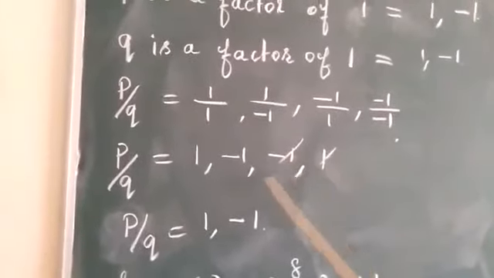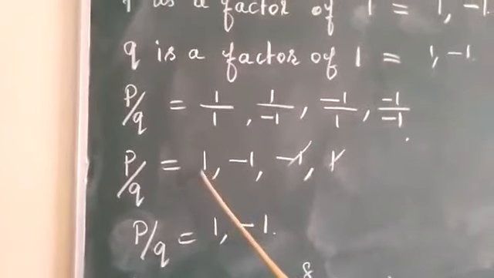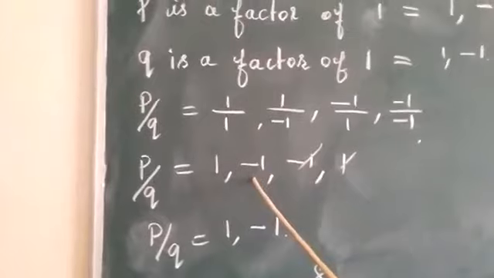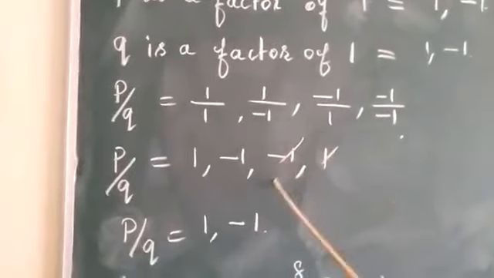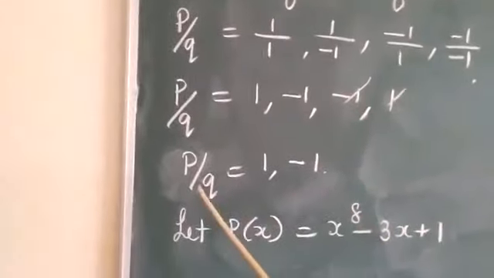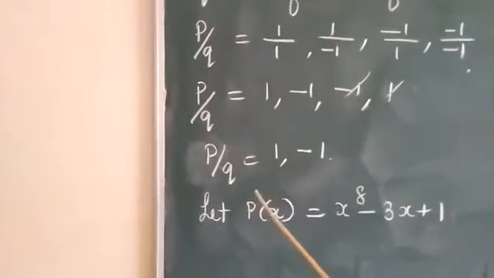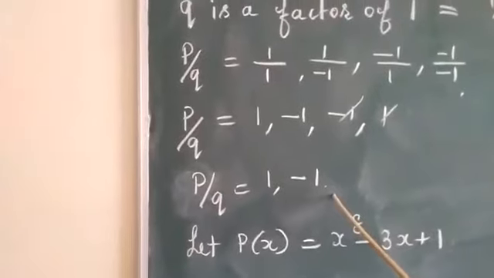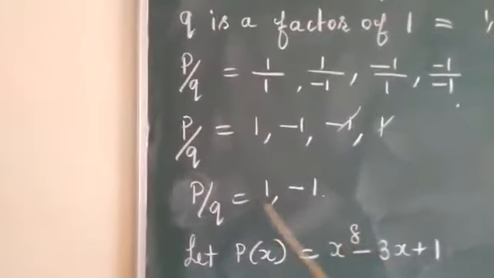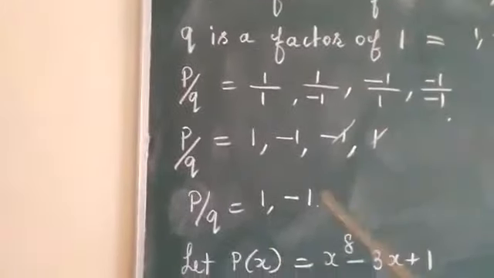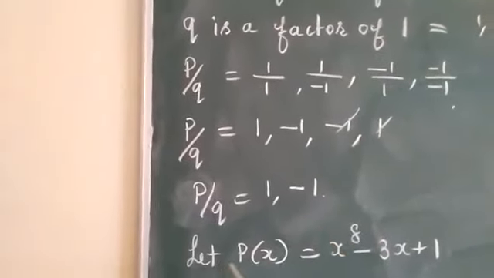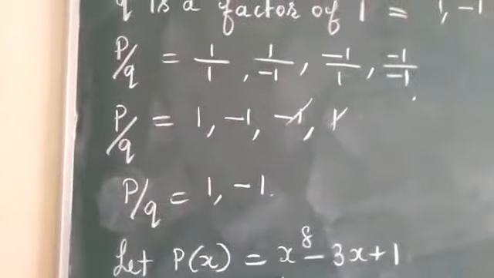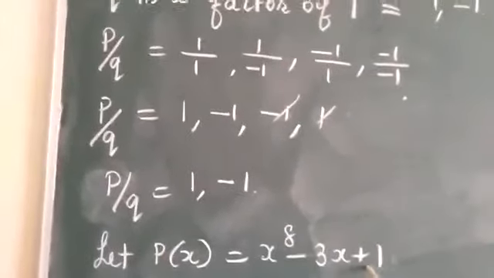Now the repeated terms we are going to cancel. Here there is a 1, so we are cancelling this other 1. Here there is a minus 1, and one more minus 1, so we are cancelling these two. Now finally we got the value of p by q is equal to 1 and minus 1. Now we are going to check whether these rational numbers are roots of the given equation. We take the given equation as p of x equal to x power 8 minus 3x plus 1.